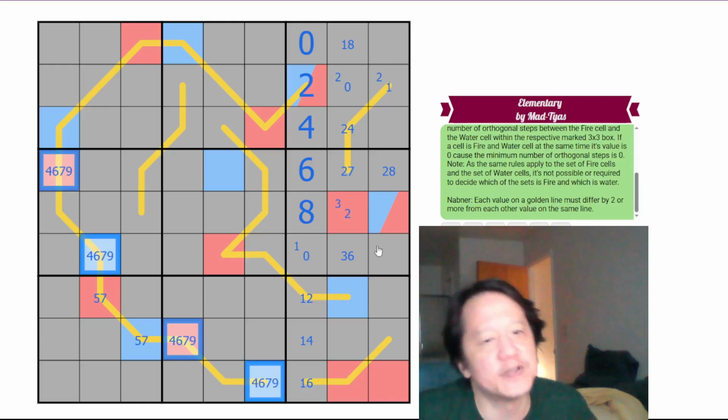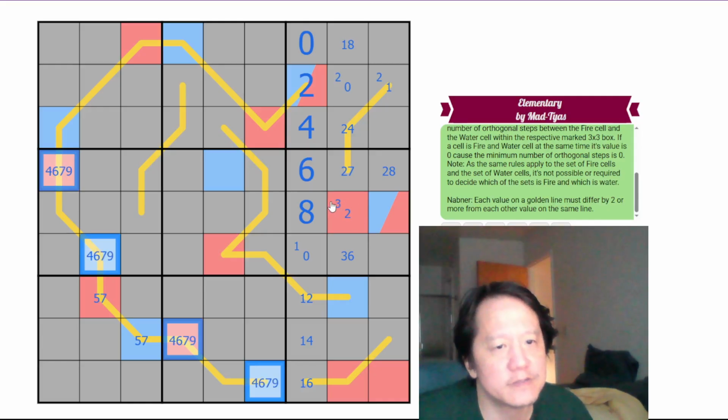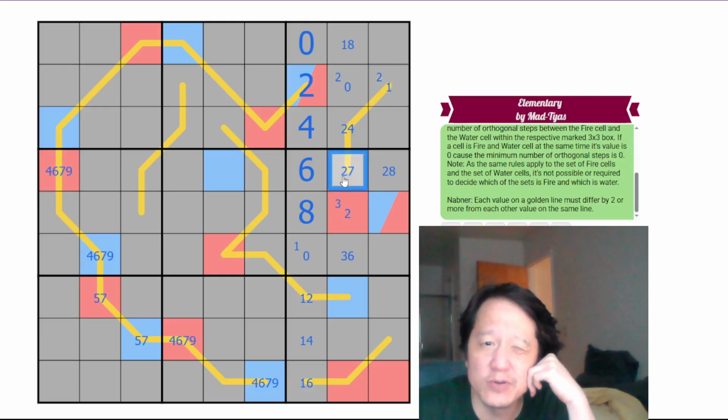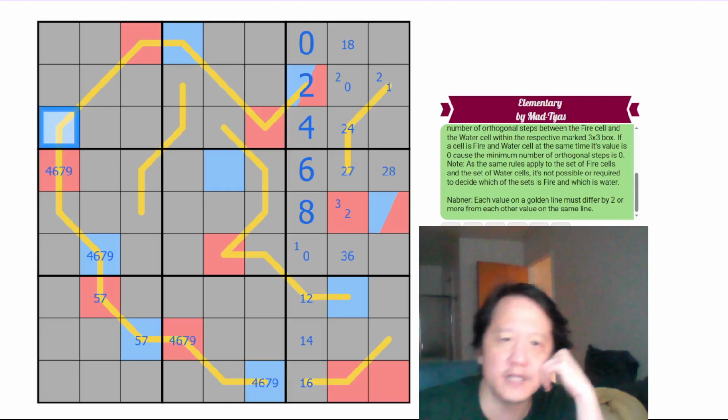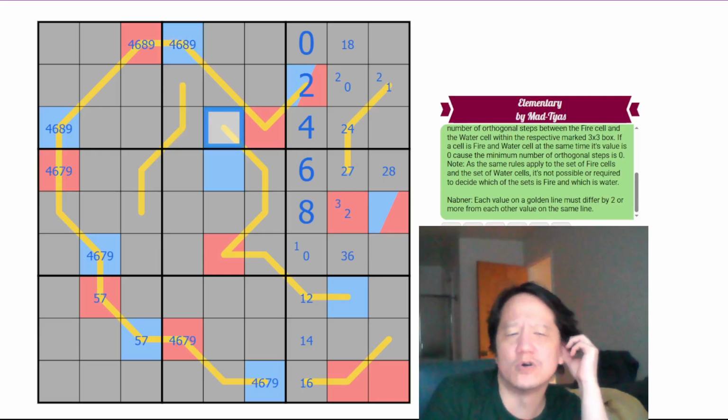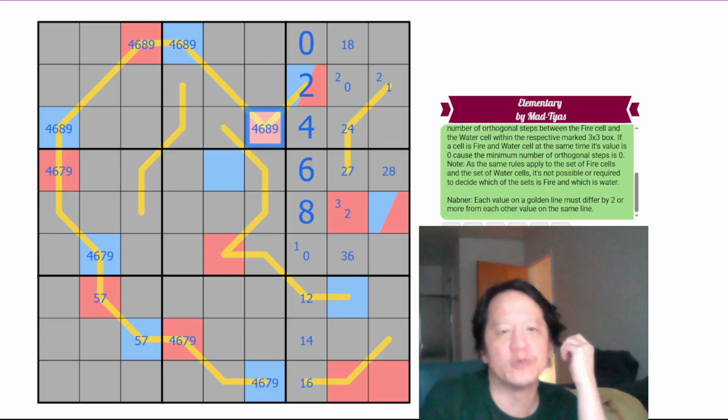4, 6, 7, 9, though, might. 4, 6, 7, 9 gives us 12, 18, 21, and 27 in value. So we need 24, and we need 16. So it's 4, 6, 8, and 9 for the 4 apart from each other.